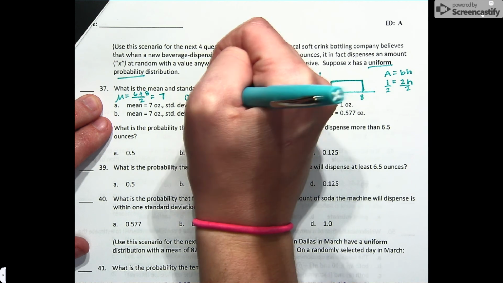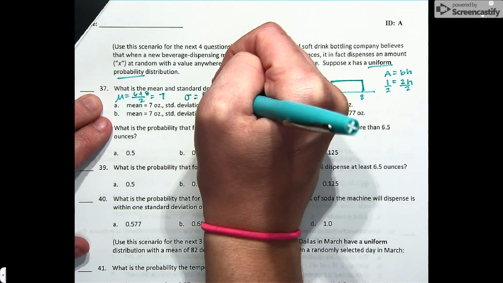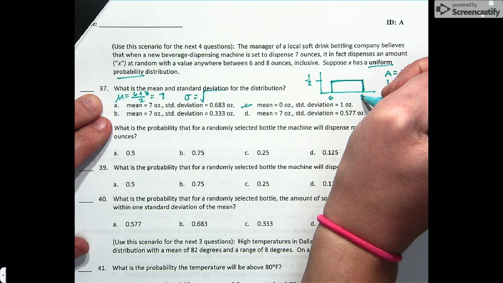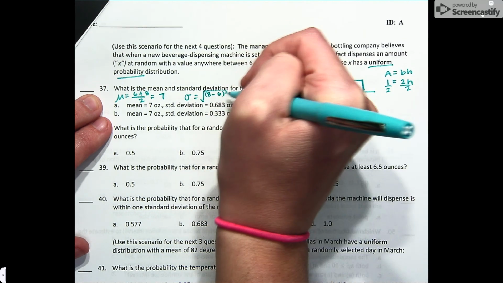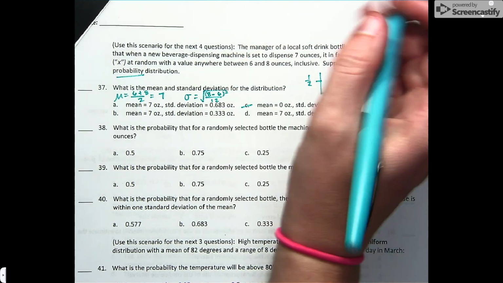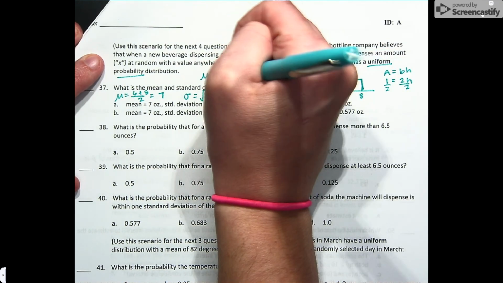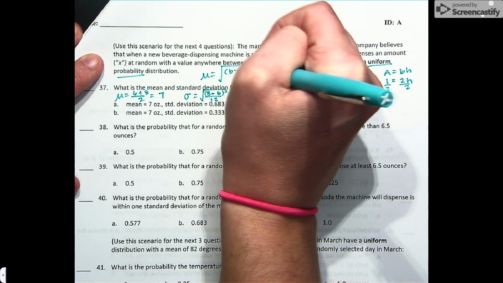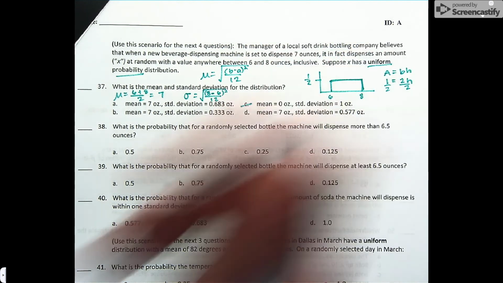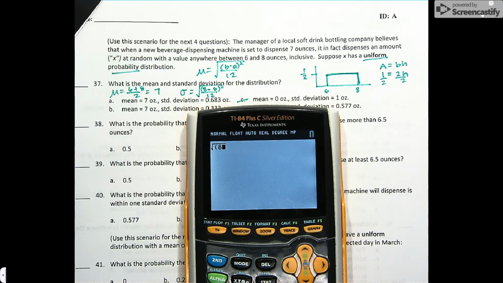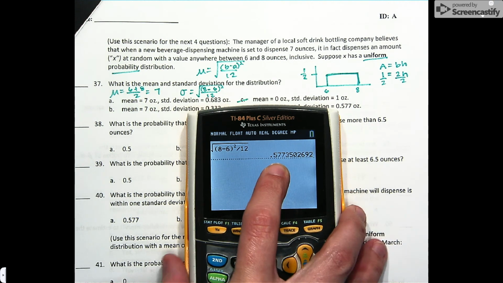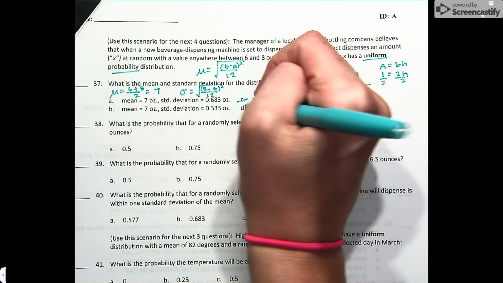The standard deviation is actually a formula that will be given to you. It's the square root of the upper endpoint, so B, minus the lower endpoint of 6. Then we're going to square that and divide by 12. So remember, the standard deviation for uniform is square root of B minus A squared divided by 12. And that is given to you on your formula chart. So the square root of 8 minus, use parentheses here, 8 minus 6 squared divided by 12, and that's how I get 0.577. So it's got to be letter D.